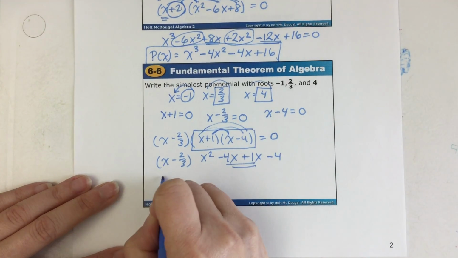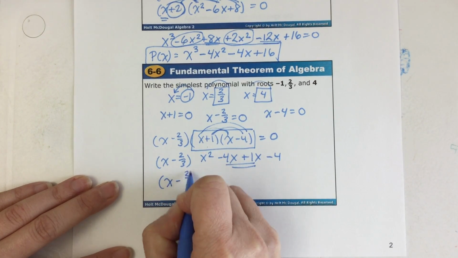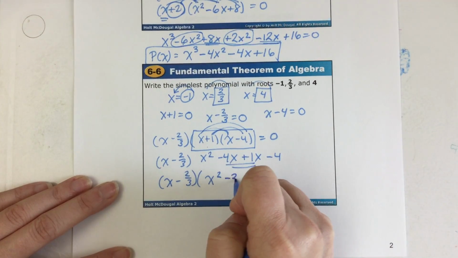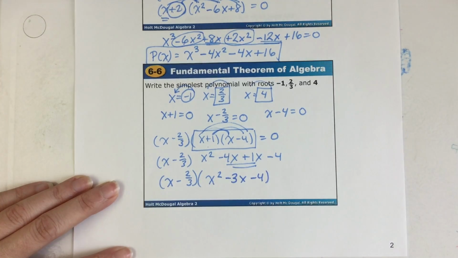I can combine like terms. X minus 2/3, this would be x squared. Negative 4x plus 1x is a negative 3x minus 4.